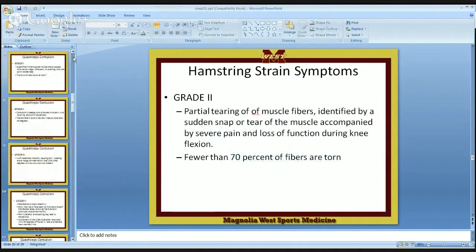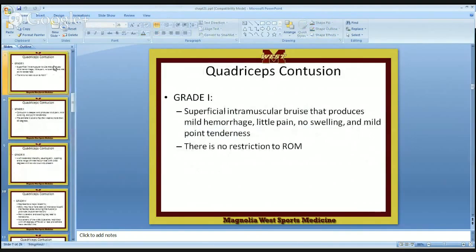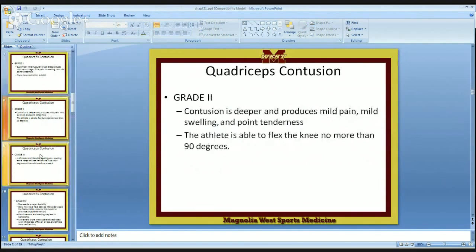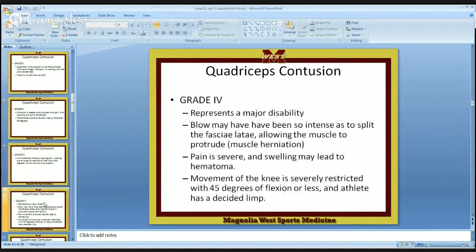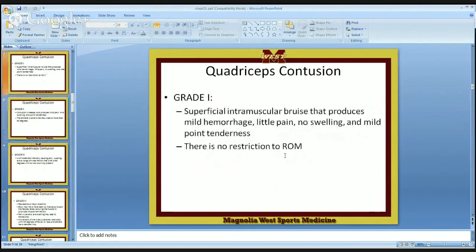Same thing for quadriceps contusion. So you need to know slides 7 through 10. Again, same thing on the grades. It'll be one of the matching questions. You need to know grades 1 through 4. So know all those slides. All right. Well, I think that you will be able to knock that out rather easily, people. If you study, that is. If you don't study, you're going to be in hot water.